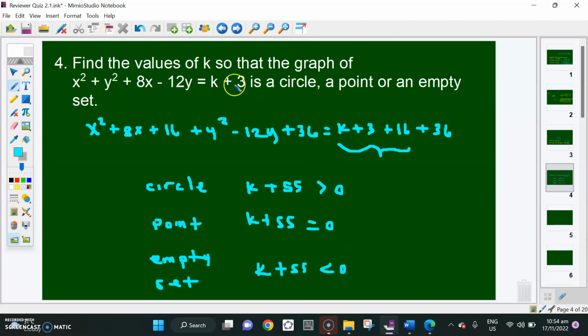So therefore, we're looking for the values of k that satisfy these conditions. Therefore, k should be greater than negative 55 for it to be a circle. It is a point if k is equal to negative 55. And lastly, it's an empty set if k is less than negative 55. Clear?